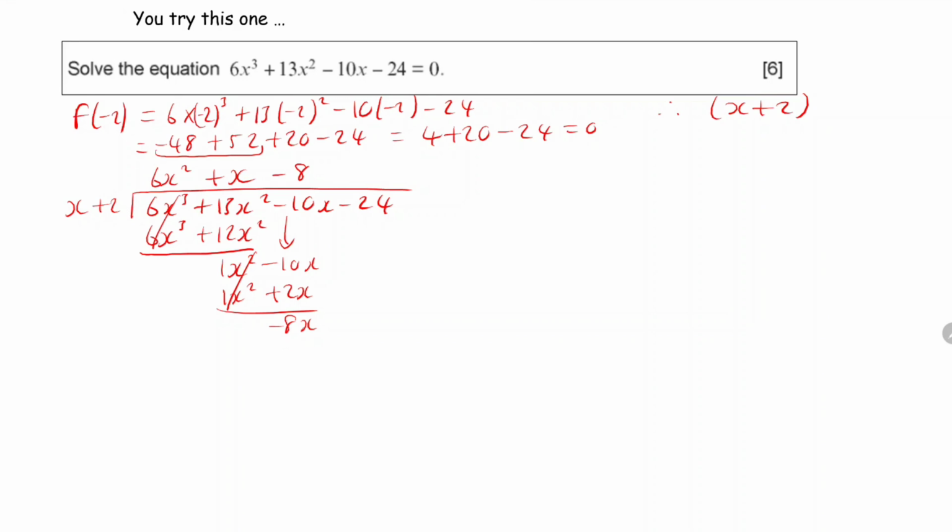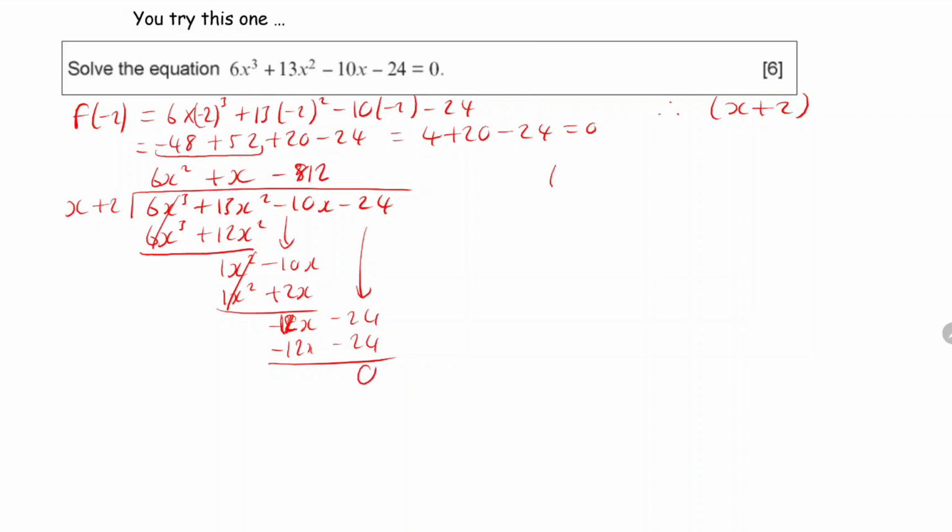x plus 2. And I've discovered that I've made a mistake somewhere. My apologies, there's a mistake here. Minus 10x minus 2x gives us minus 12x. That's a minus 12x. So x goes into minus 12x minus 12 times. And minus 12 times by x is minus 12x. Minus 12 times by plus 2 is minus 24. Lower the minus 24 down. And then subtract, and we get 0.